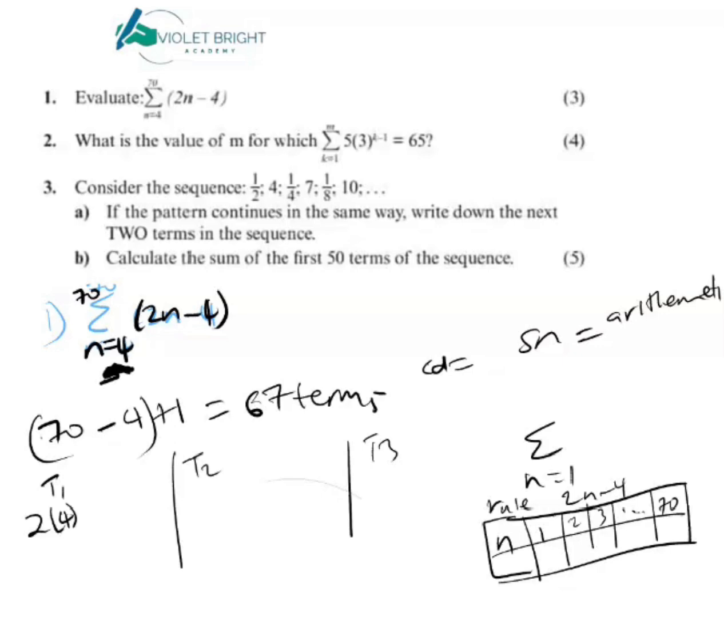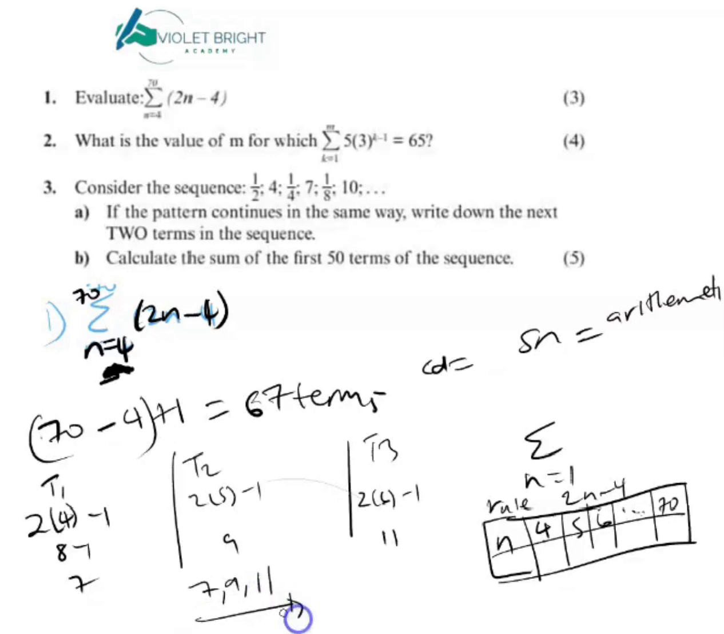But now, if the lower limit is 4, which means n of 4 will be the first term, then 5, 6, 7, and it goes up until 70. Please keep that in mind. Our answer here will be 8 minus 1, which is 7. Then 2 of 5 minus 1 is 9. Then 2 of 6 minus 1 is 11. So you can see that it's 7, 9, and 11.